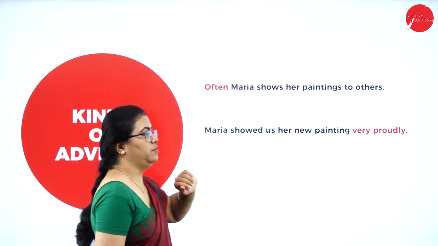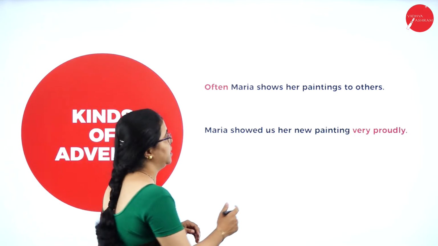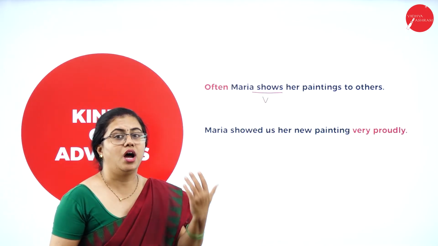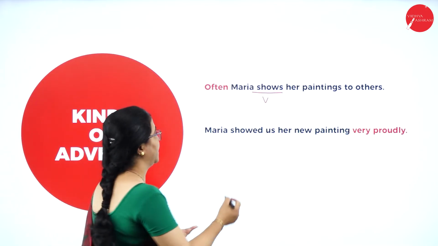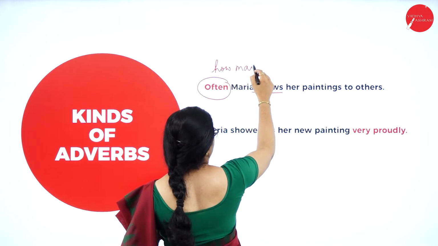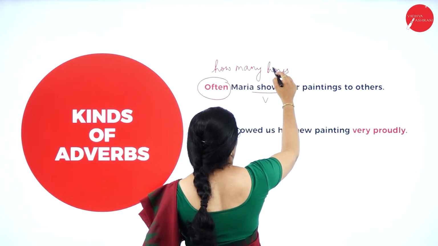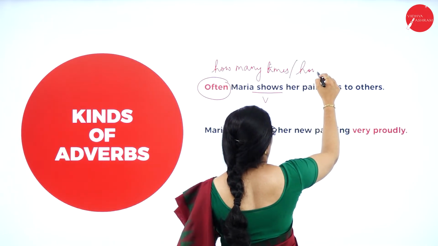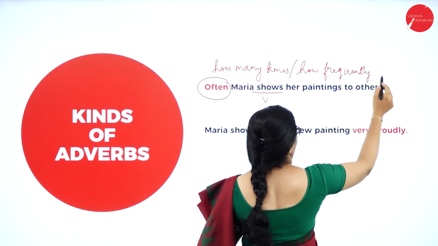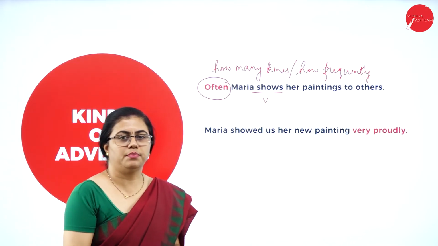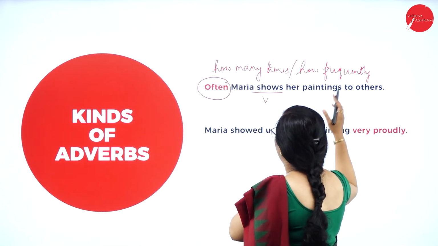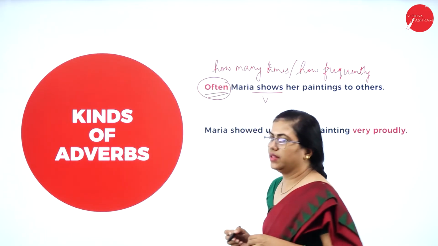That is, "Often Maria showed her paintings to others." So this is the verb here, and how many times does she show? How frequently does she show? So this is answering the question, how many times, or how frequently? Frequency means how many times something has happened. So here, how many times or how frequently, this is the word that is giving the answer for it.